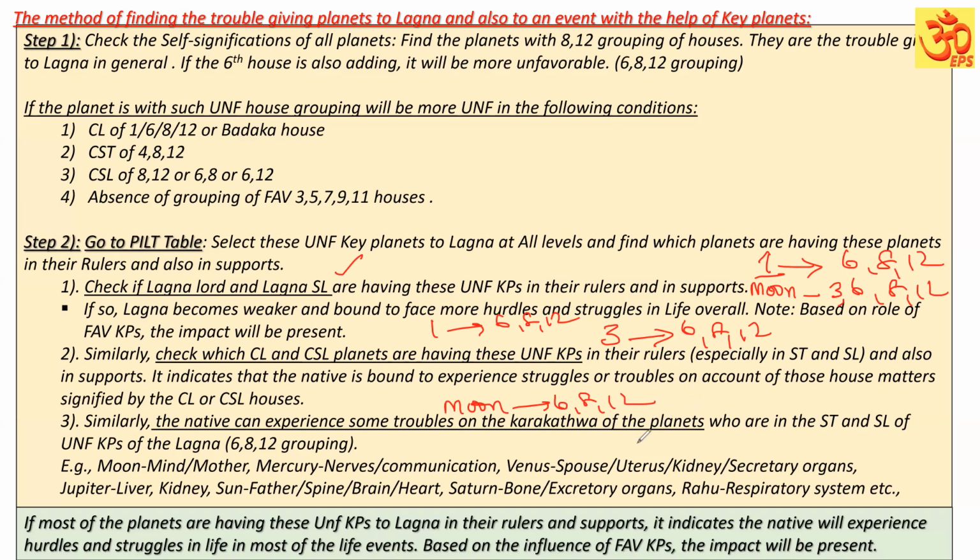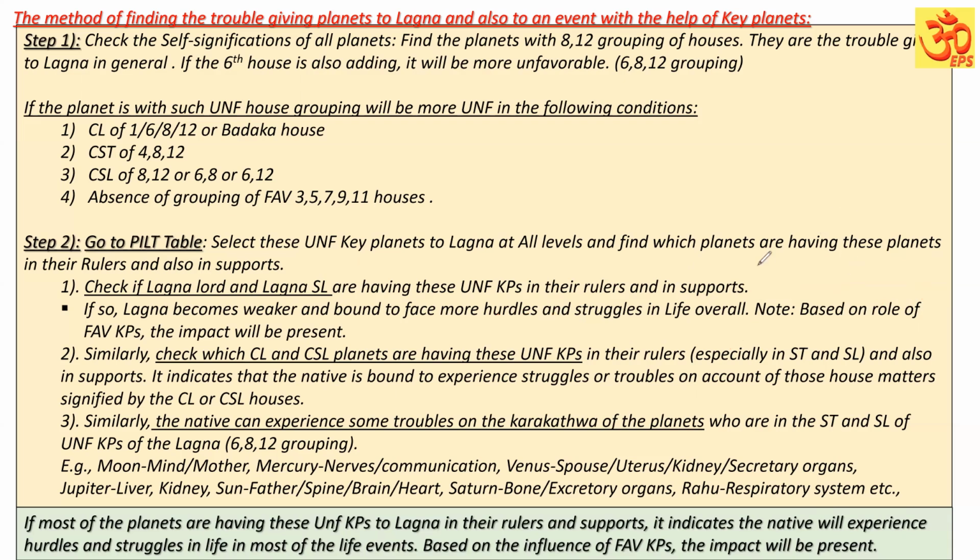Apart from that, if many planets out of all 9 planets have these unfavorable key planets in the star or sub, or at any one level, and the other levels have these planets in their supports, overall it indicates the native will experience hurdles and struggles in life in most of the life events. That is the karma. I think we're able to understand this now. So now we have studied the unfavorable key planets.